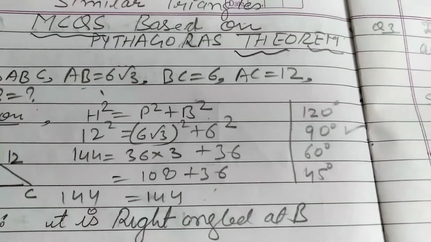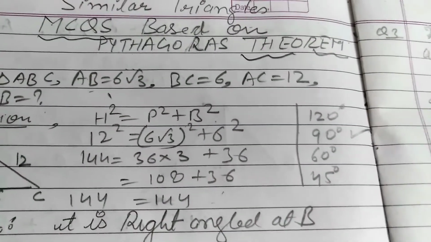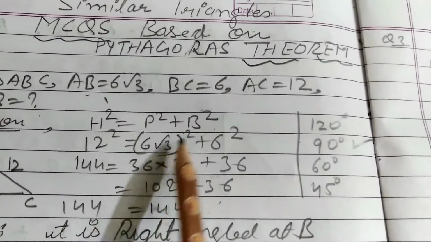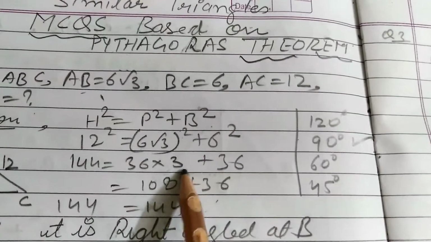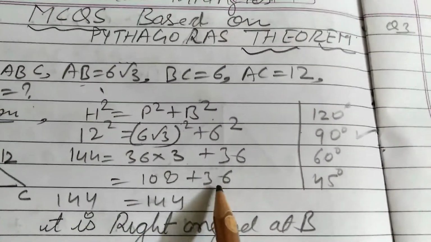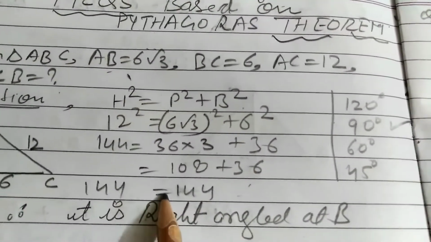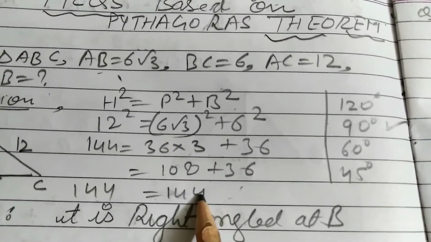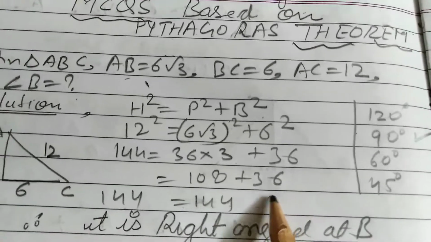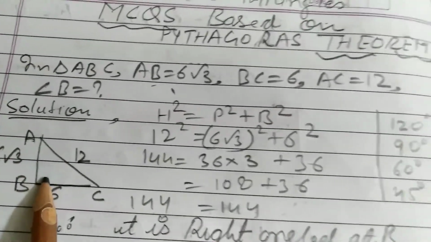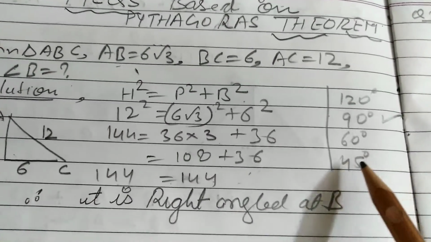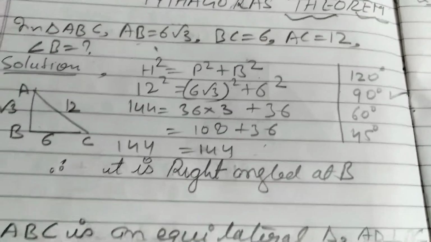If both the sides are equal, it means that it is verifying the Pythagoras theorem. So let us check. 6 square is 36, root 3 square is 3, 36 into 3 is 108, plus 36 is 144, and 144. So LHS is equal to RHS. It means that it is verifying the Pythagoras theorem, so angle B will be 90 degrees. Among these four options, 90 degrees will be the correct option, right?